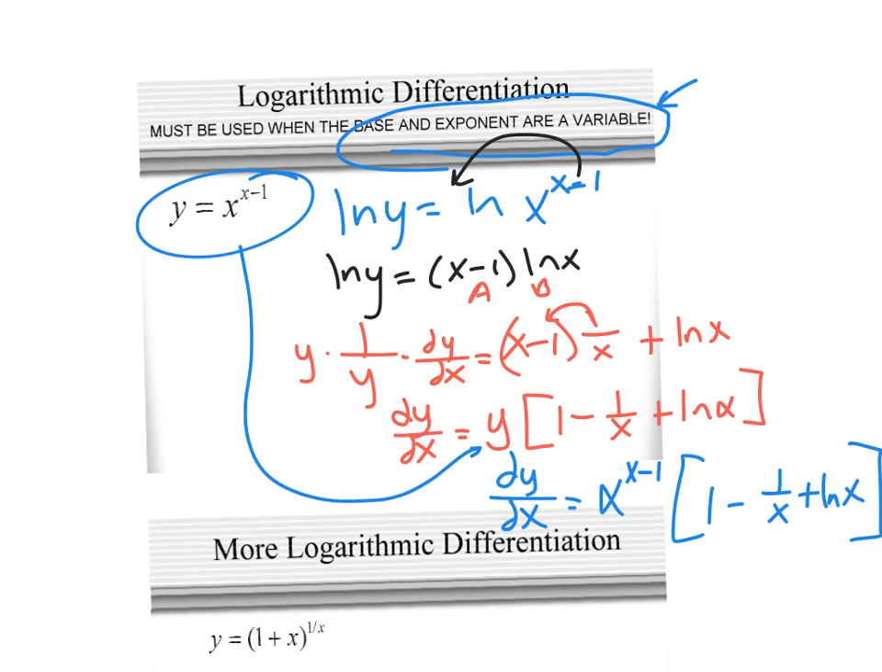I mean, technically you could distribute the x to the x minus 1 if you want to, but the only thing it can actually combine with besides the 1 is this. So don't. It's sufficient for your answer.